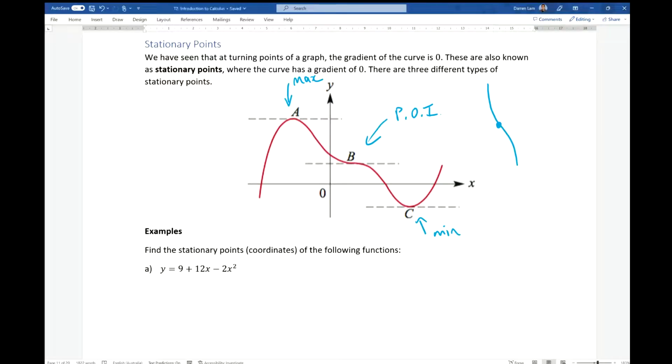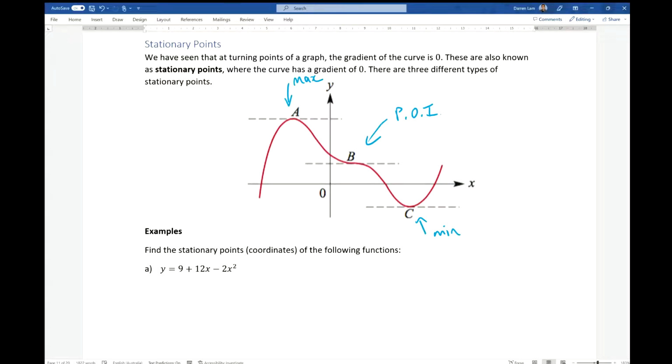Just be very clear when you're identifying points of inflection, especially because later in the year when we do our calculations on the CAS calculator, when we graph it, it will identify specific points as points of inflection that aren't necessarily stationary points. Okay, so just keep that in mind.